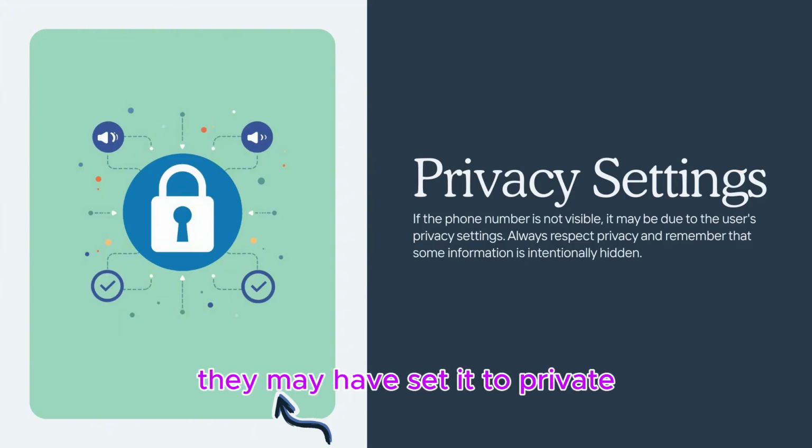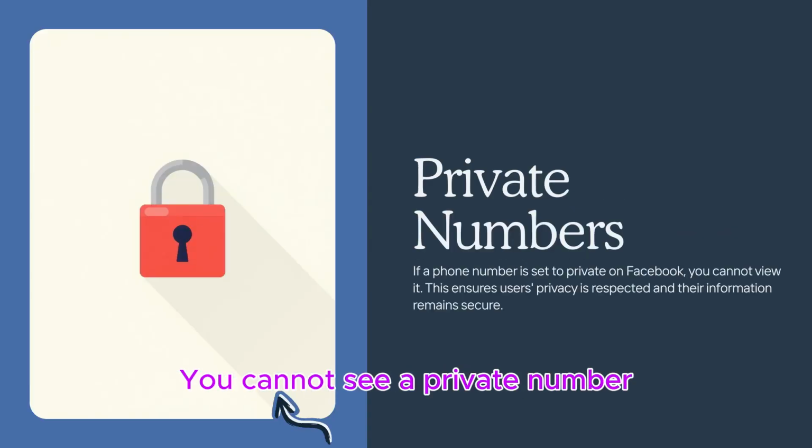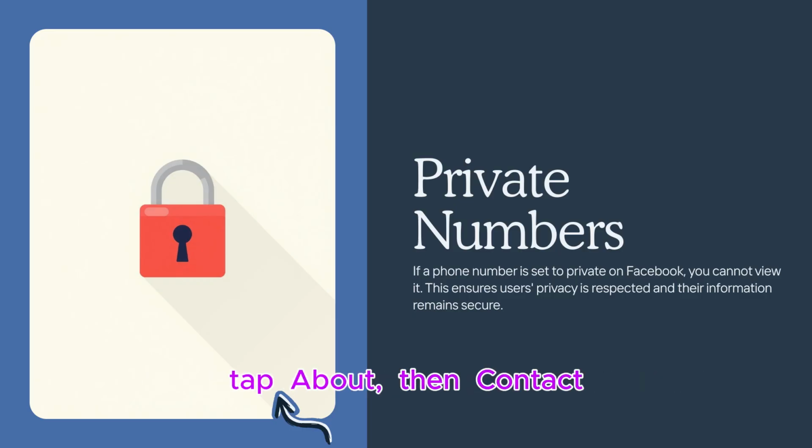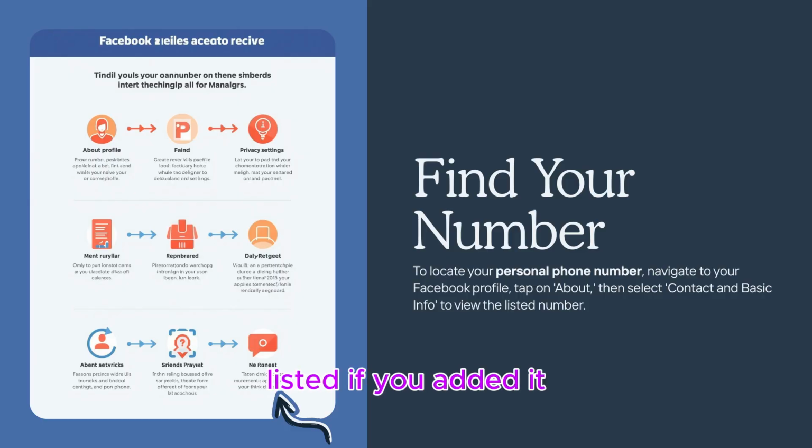If it's not visible, they may have set it to private. You cannot see a private number. To find your own number, go to your profile, tap About, then Contact and Basic Info. Your number will be listed if you added it.